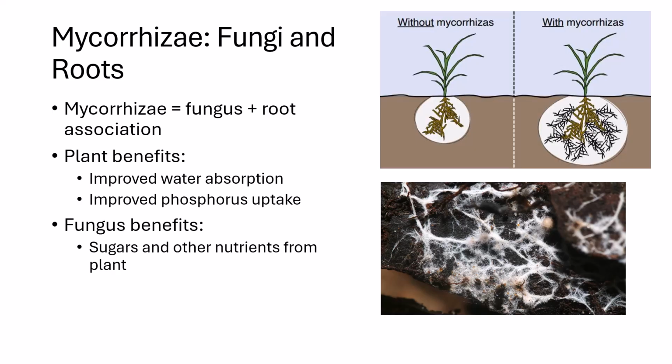Another extremely common root symbiosis is mycorrhizae, which are associations between fungi and plant roots. The plant benefits because the fungal hyphae greatly increase the effective surface area of the root system, improving water and phosphorus absorption. The fungus benefits by receiving sugars and other nutrients from the plant. In most ecosystems, the majority of plants form some type of mycorrhizal association.